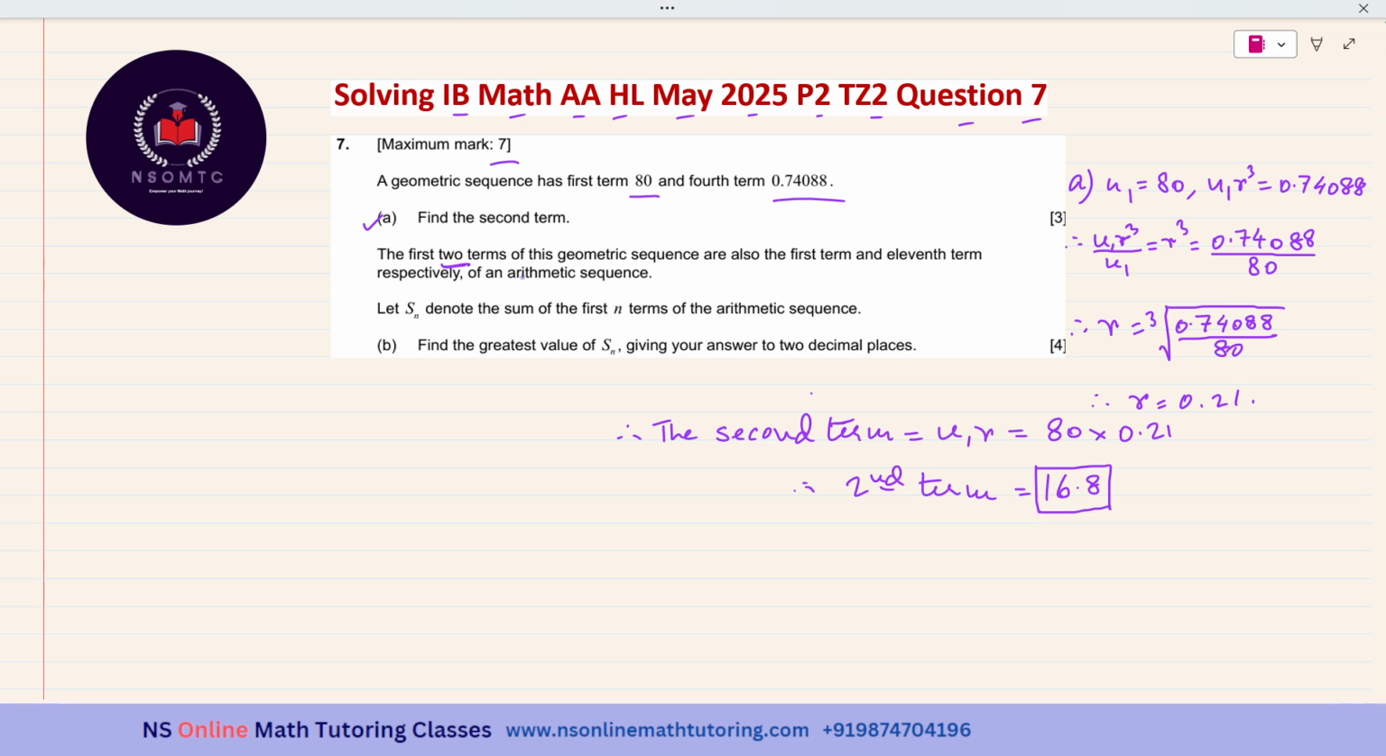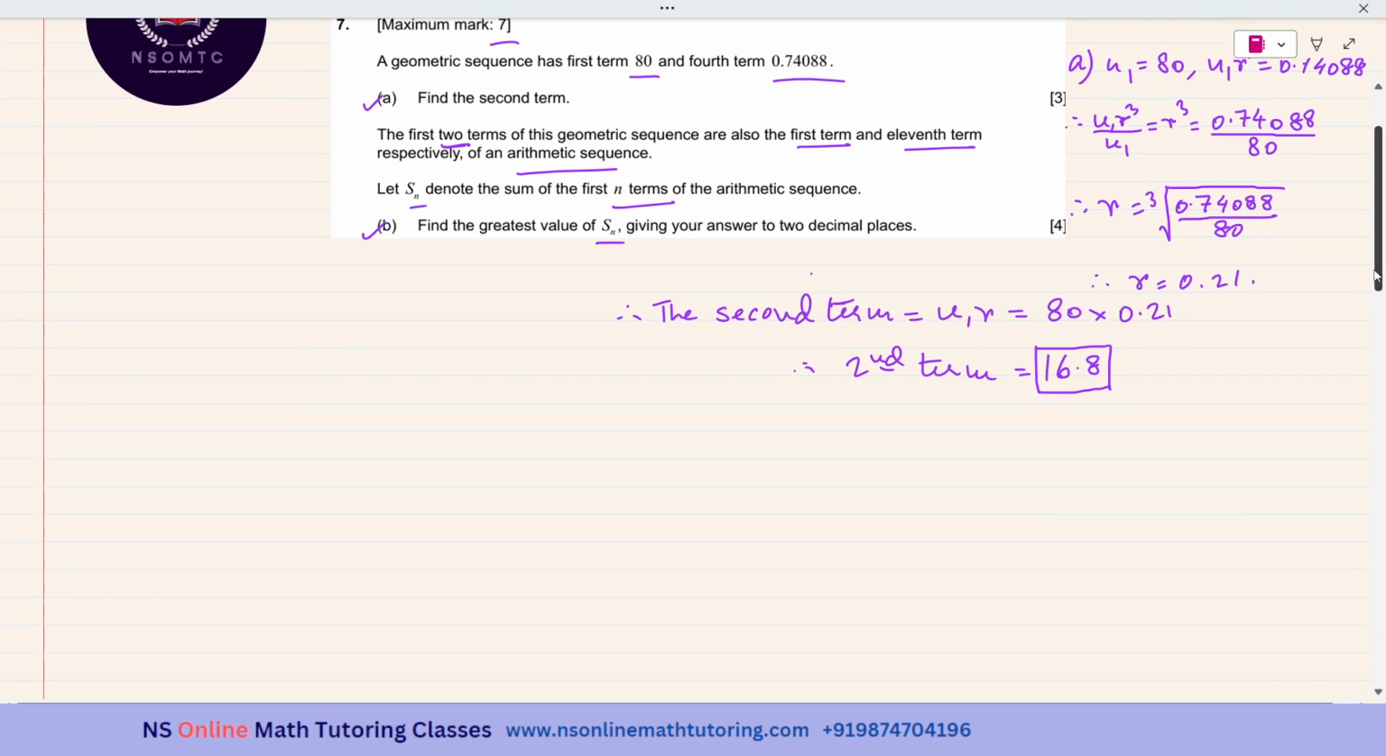The first two terms of this geometric sequence are also the first term and the 11th term respectively of an arithmetic sequence. Let Sn denote the sum of the first n terms of the arithmetic sequence. Subpart B's question is: find the greatest value of Sn, giving your answer to 2 decimal places.